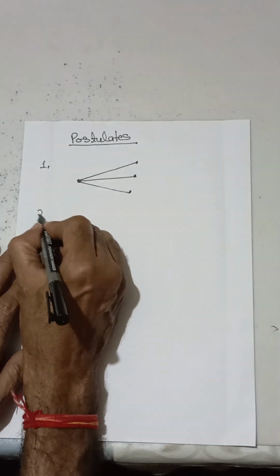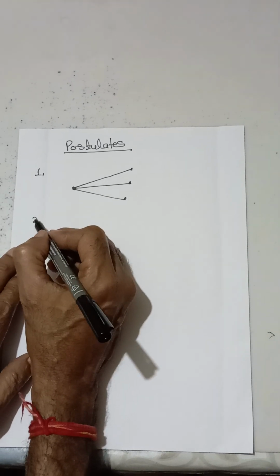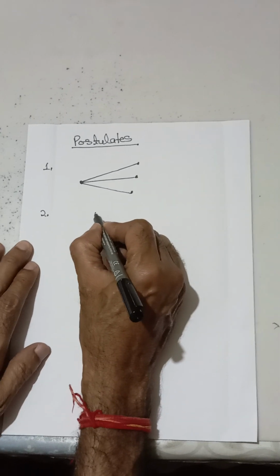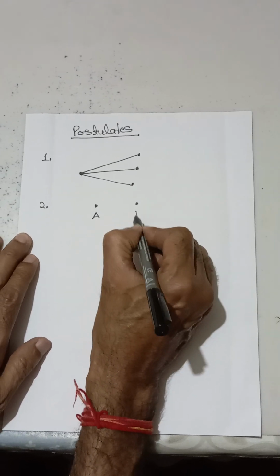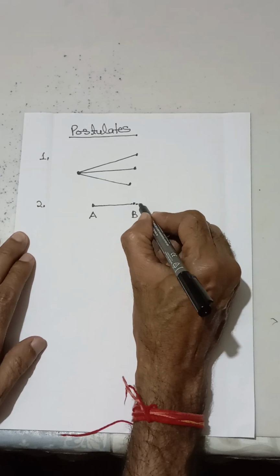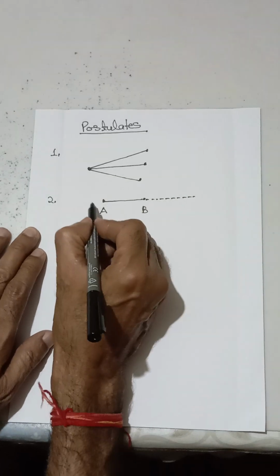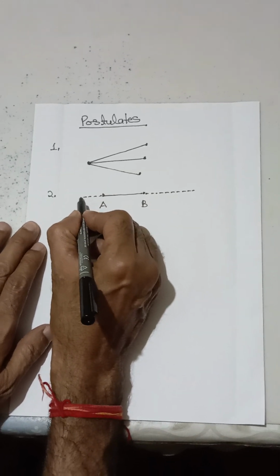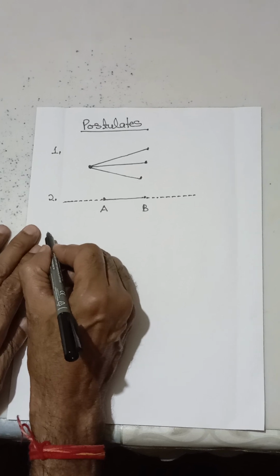Now explanation of postulate 2. A terminated line can be produced indefinitely. Terminated line means a line which has 2 end points. So AB is a line which has 2 end points. Now from point B we can produce the line to infinity, and from A also we can produce the line to infinity. This is postulate 2.